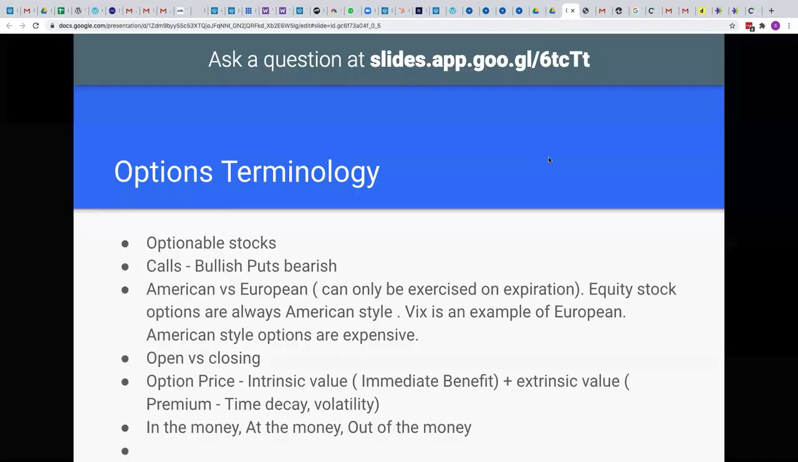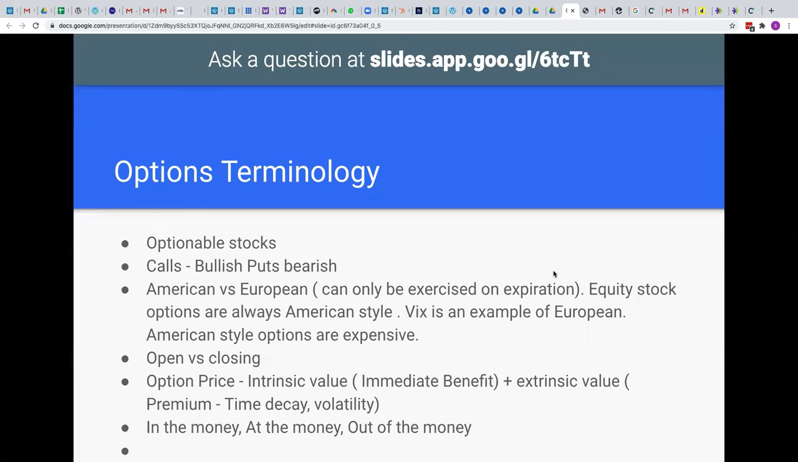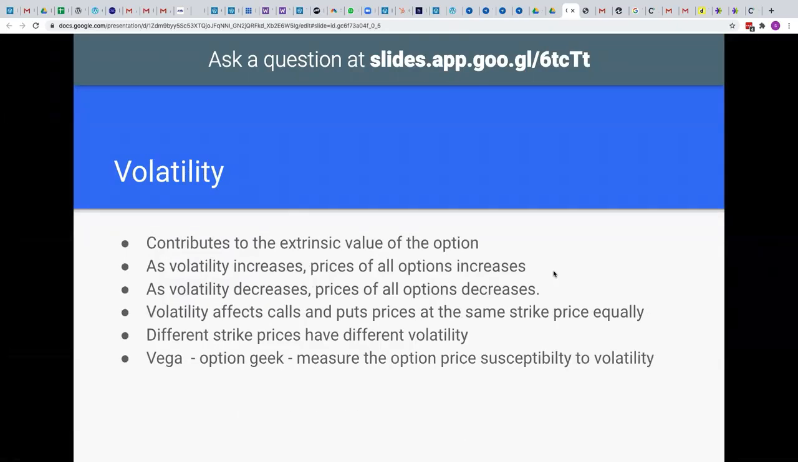Okay, let's go back. In the money, at the money, out of the money. That's what I meant. I mentioned all these three things, right? In the money, at the money, out of the money. So now let's talk about volatility, guys.